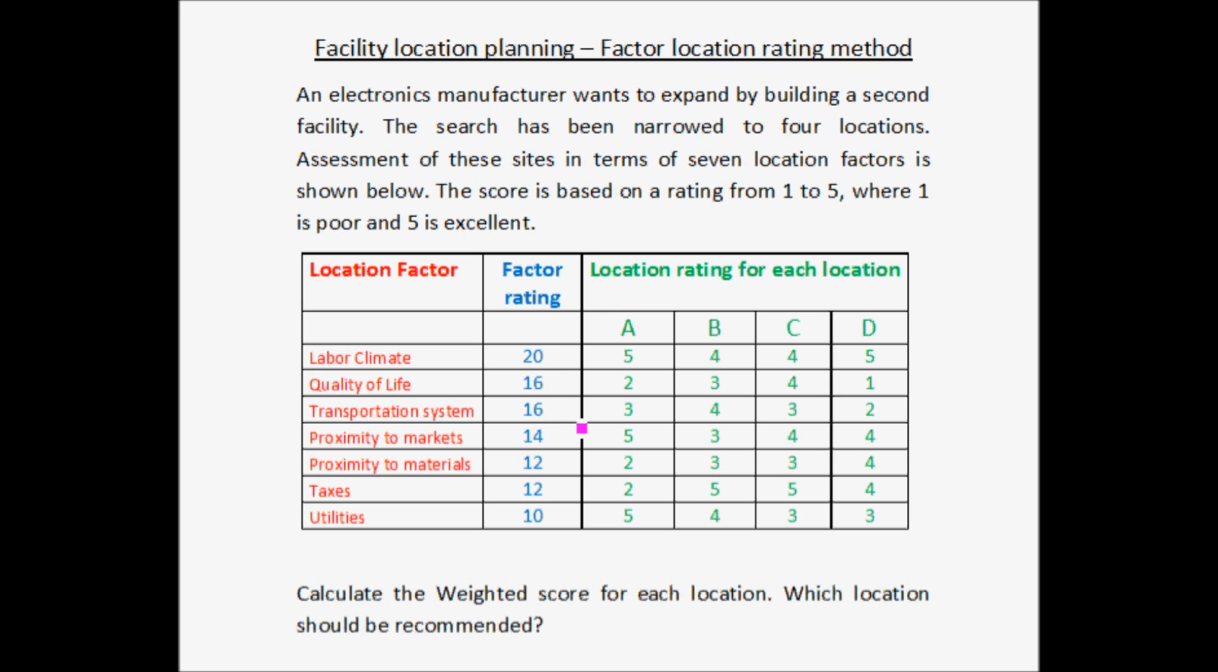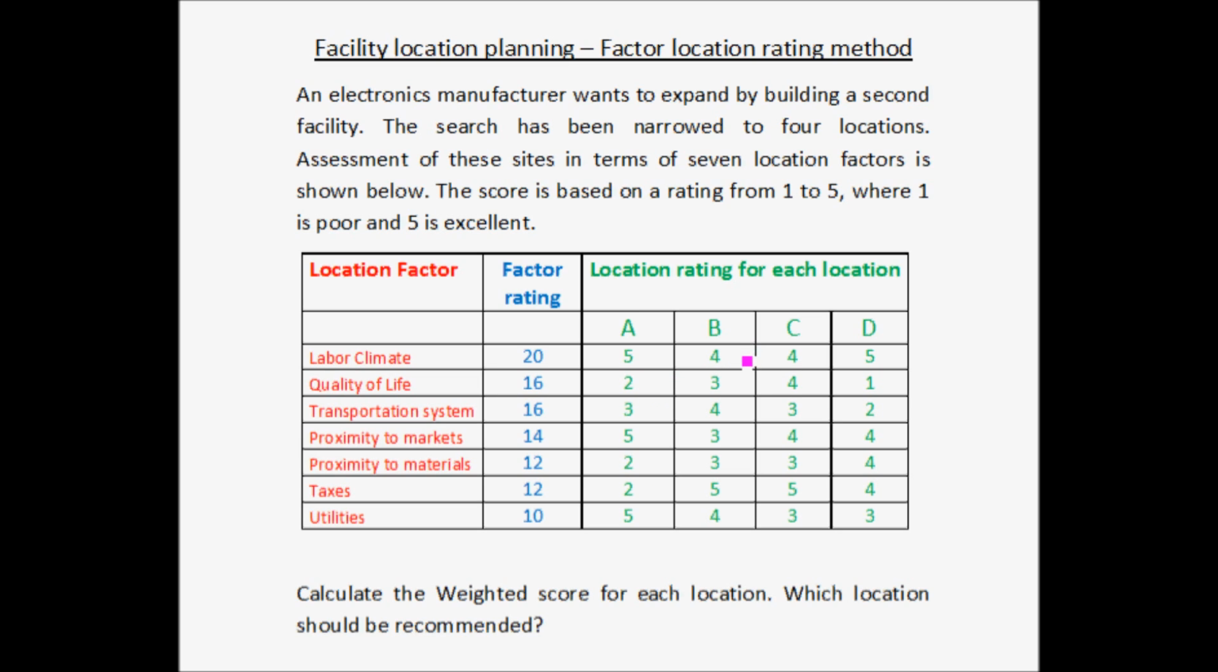Now the company has already shortlisted 4 locations, out of which they want to finalize 1 location for this facility. These 4 locations are A, B, C, and D. They have also rated each of these locations based on the location factors, and the score is from 1 to 5, where 1 is poor and 5 is excellent. So for location A, the labor climate is excellent, so they have given a rating of 5, while quality of life is not that good, so it has a rating of 2.